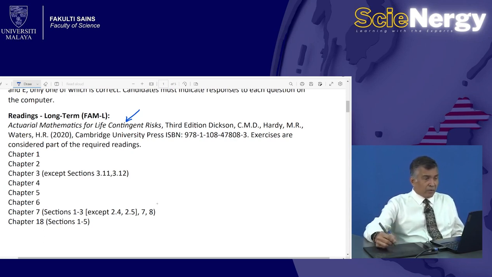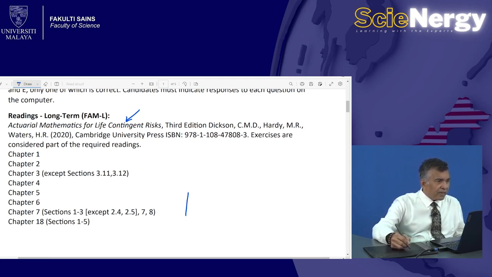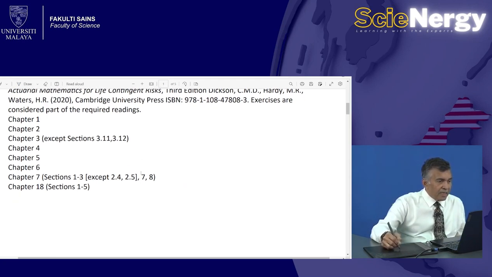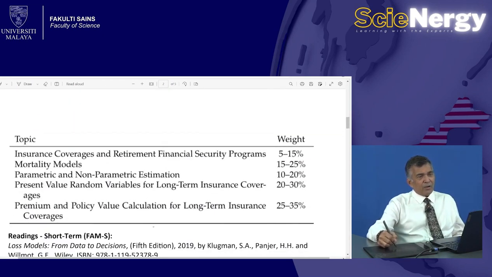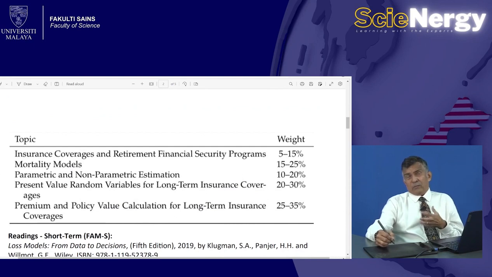So enough about that. What appears next is from the Society of Actuaries webpage. You will see the broad topics we are going to cover under FAML. I repeat, FAML. These are the weights here. Don't worry too much about the weights. We will talk about them later on.